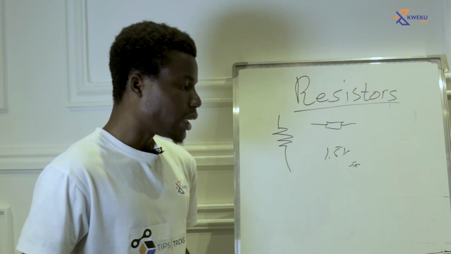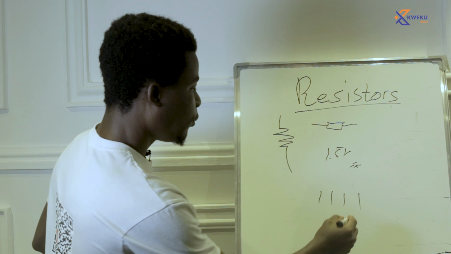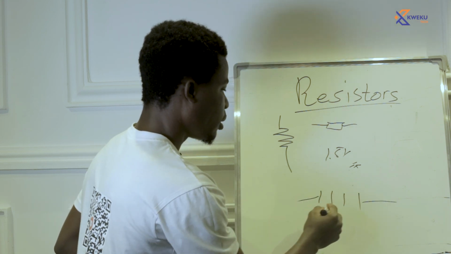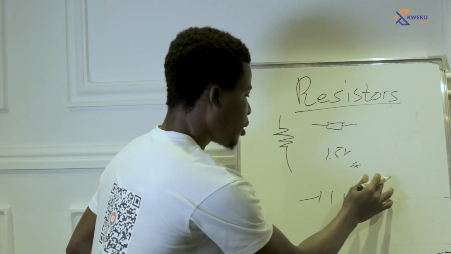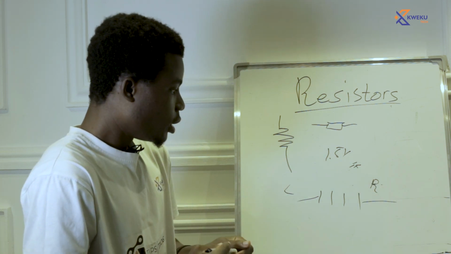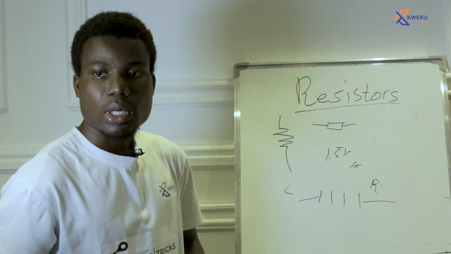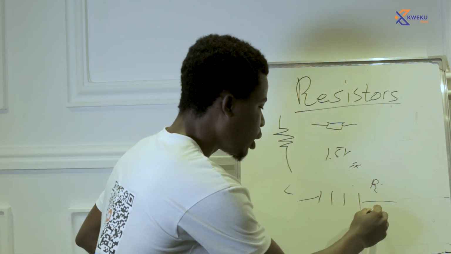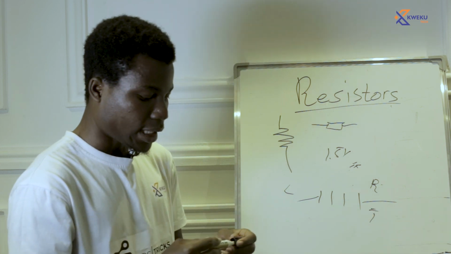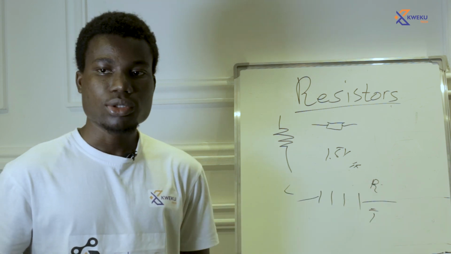So in the 4 bands, 1, 2, 3, 4, we have 4 bands. And this is your right, and this is your left. So when we see 4 bands, the last one to your right always indicates tolerance. That's indicated by T. The tolerance of the resistor is the last one to your right.